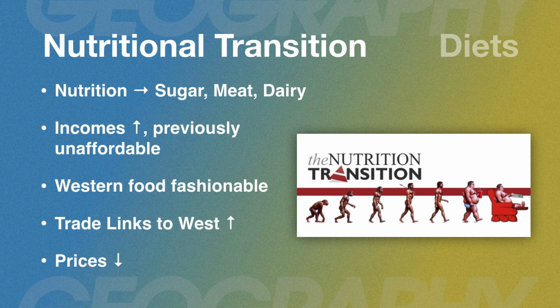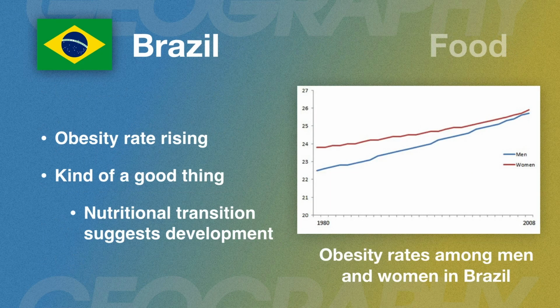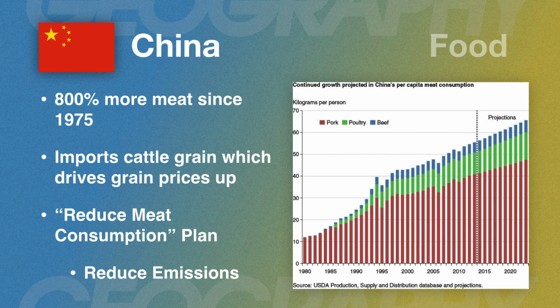That includes a lot of Western food, and that's because the East has made a lot of trade links to the West. Brazil is a good example. And while obesity is not a good thing, it's a pretty good indicator of development. Obesity rates have been rising in Brazil, and this suggests some development in their country. China has used 800% more meat since 1975, and this has driven the price of grain up as they've had to import cattle grain. They've instated a reduced meat consumption plan, and this has the side effect of reducing emissions.